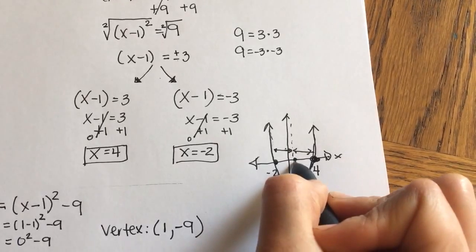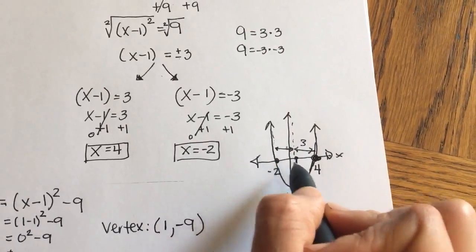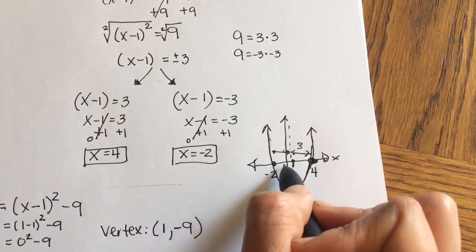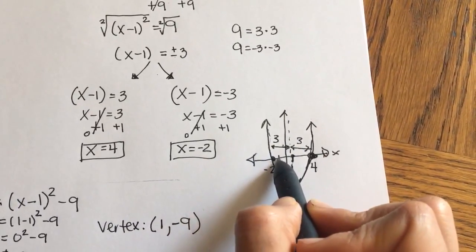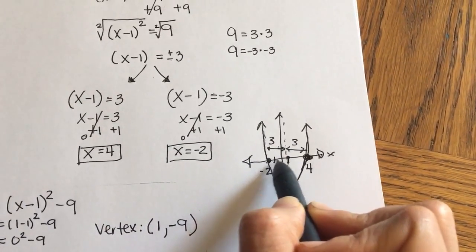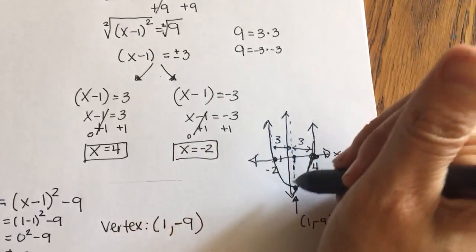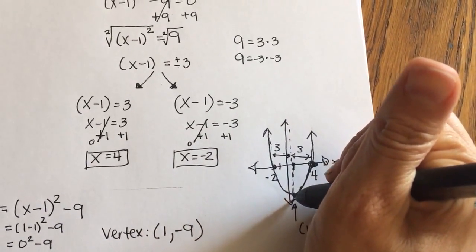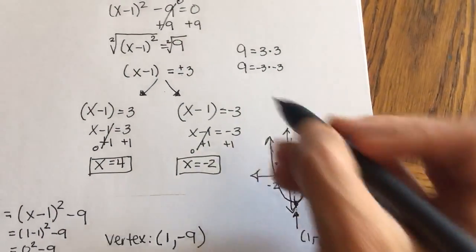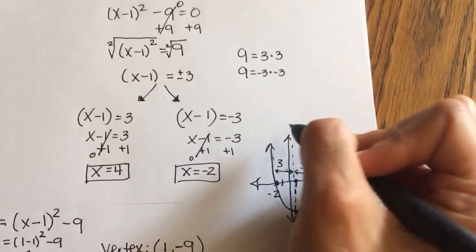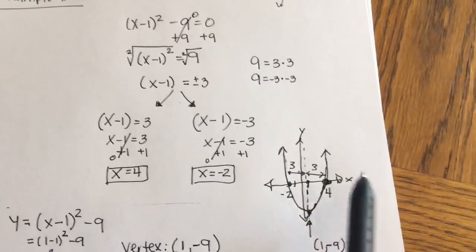So since we said this is 1, from 1 to 4 we have 3 units, and then from negative 2 to positive 1 we also have 3 units, because we have negative 2, negative 1, 0, and 1. That's 3 units, okay? Remember that the vertex is a line of symmetry, that if you were to fold it, you will get the same thing. All right, oops, we forgot to label our y-axis. Very good. So your graph will look something like this.